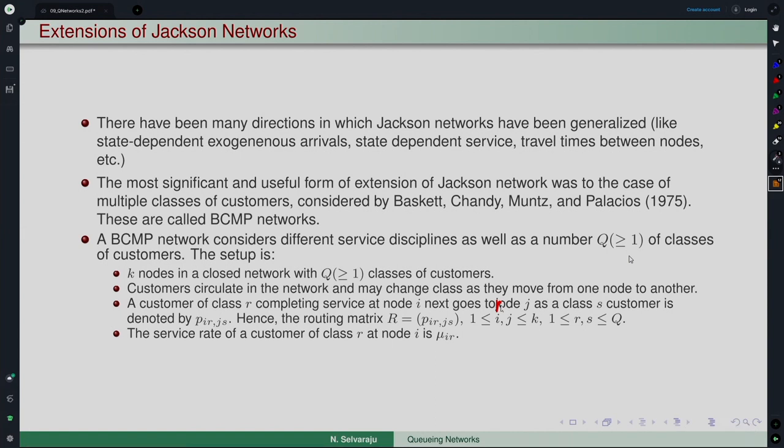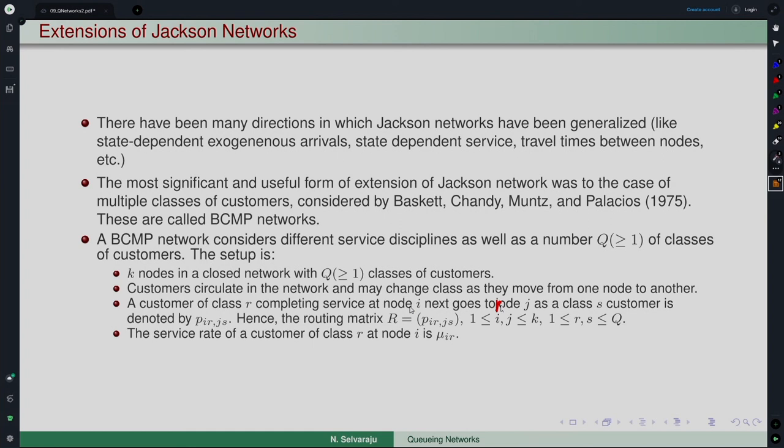Say there are Q classes of customers. So, you have as usual K nodes, Q classes of customers. Customers circulate in the network and may change class as they move from one node to another. Okay, this is a main feature: they do not remain in the same class as they move through the network, they keep changing their classes.